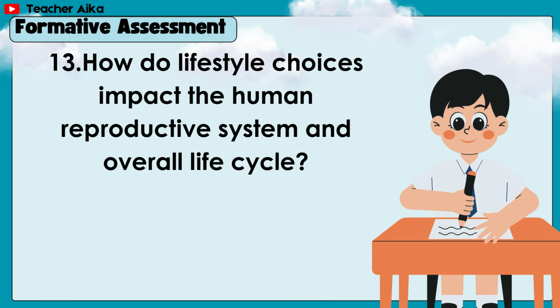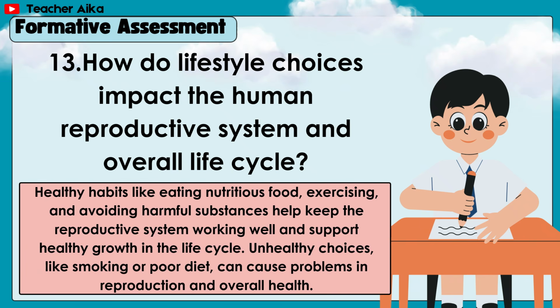Number 13, how do lifestyle choices impact the human reproductive system and overall life cycle? Answer: healthy habits like eating nutritious food, exercising, and avoiding harmful substances help keep the reproductive system working well and support healthy growth in the life cycle. Unhealthy choices like smoking or poor diet can cause problems in reproduction and overall health.